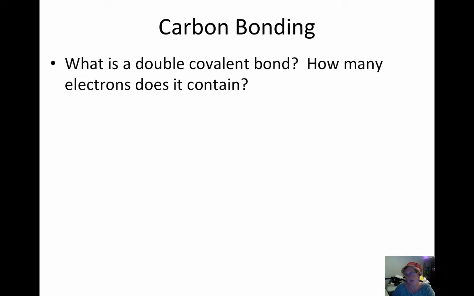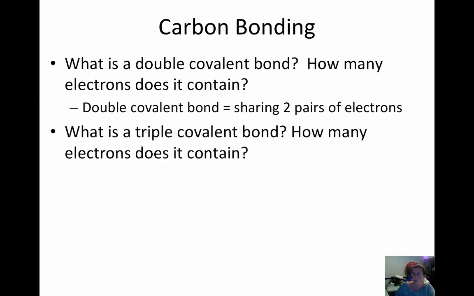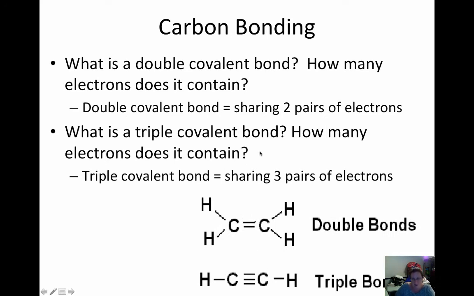What is a double covalent bond and how many electrons does that contain? So double bonds have 2 pairs of shared electrons, which would be 4 electrons total, and a triple covalent bond would have 6 electrons shared in 3 pairs. And here's an example of a double bond between the carbons and a triple bond between these 2 carbons.